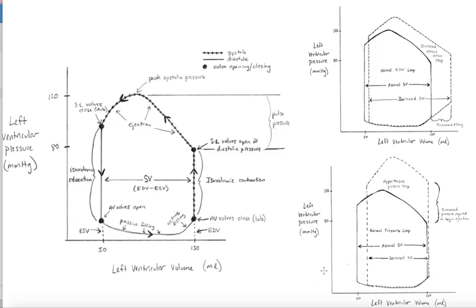So I wanted to make a short video on ventricular pressure volume loops. These are PV loops of the left ventricle. You can do them of the right ventricle, but generally they're done of the left, because that is the ventricle that's doing much more significant work than the right ventricle, even though they move the same amount of blood.